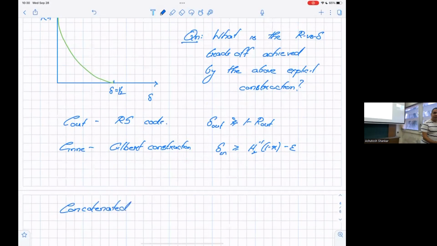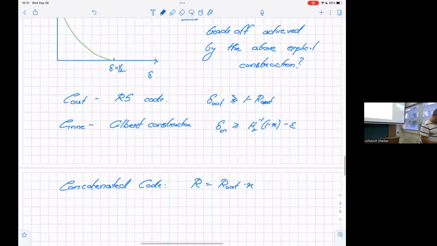The H2 inverse, you mean the one being below half? Okay. So, the concatenated code. Its rate R is R out times R in, and small r. And delta is delta out times delta in. It's at least so much.